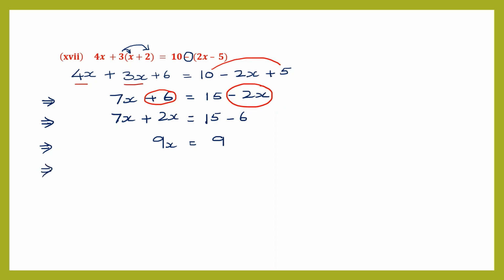So if 9x is equal to 9, x will be 9 by 9, because we have transposed this 9, which is multiplication here, to the right side. It becomes division. So 9 and 9 get cancelled, and that's equal to 1. So we have solved for x. We have found the value of x. x is equal to 1. So this is our answer.